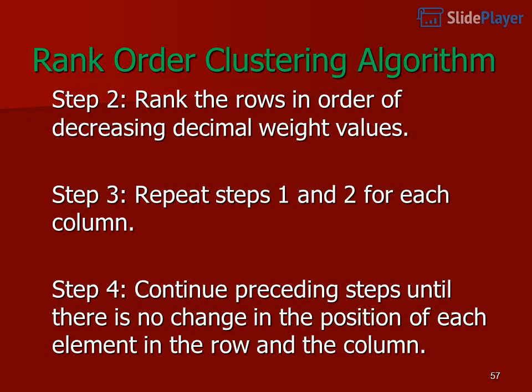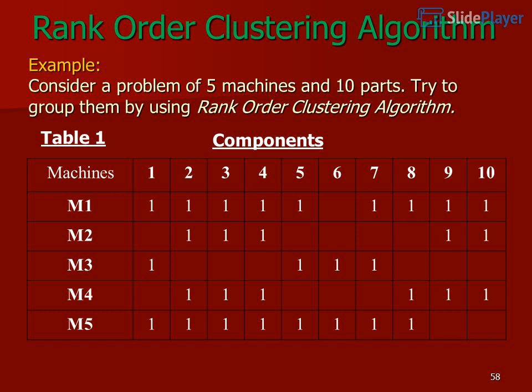Step 2. Rank the rows in order of decreasing decimal weight values. Step 3. Repeat steps 1 and 2 for each column. Step 4. Continue preceding steps until there is no change in the position of each element in the row and the column.